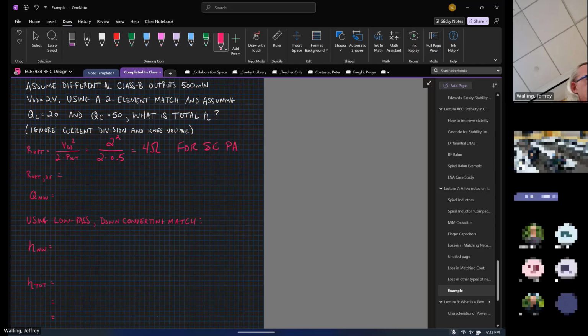Now, I realize that I didn't tell you this, but the optimum termination for a differential ended PA is 4 times the optimal termination impedance for a single ended PA. You get twice the voltage swing with half the current in each branch. So you need that piece of information.